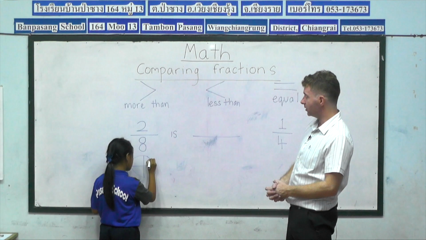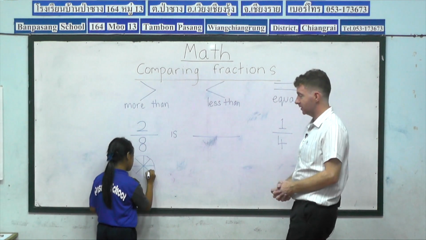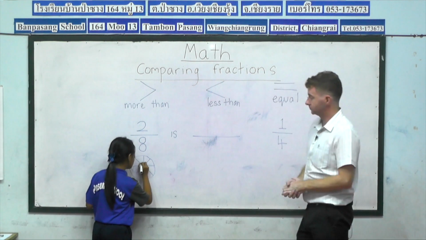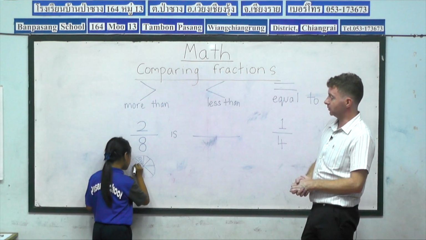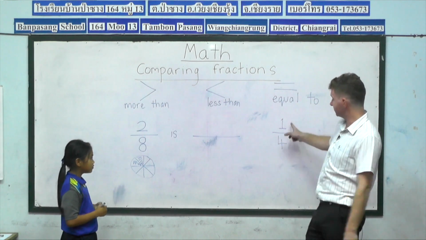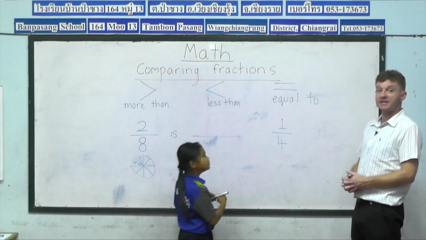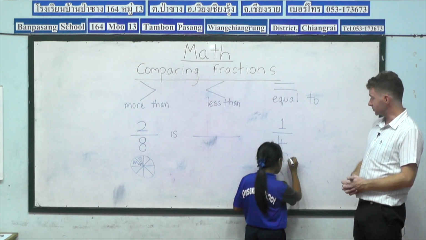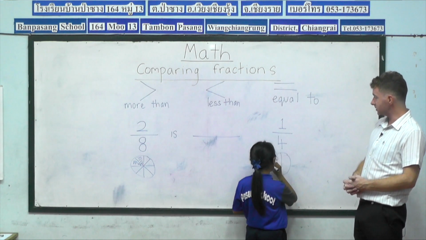2, 4, 6, 8. And how many parts are coloured? 2. Perfect. And then onto our next fraction, a circle with 4 parts and 1 coloured. So circle, 4 parts.